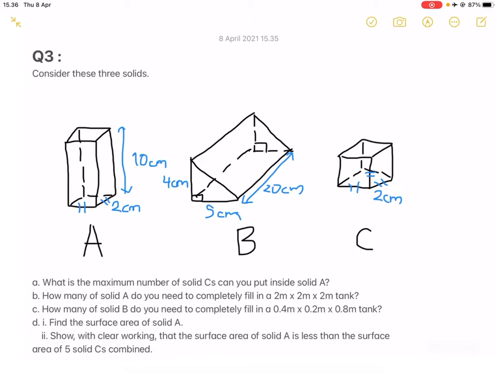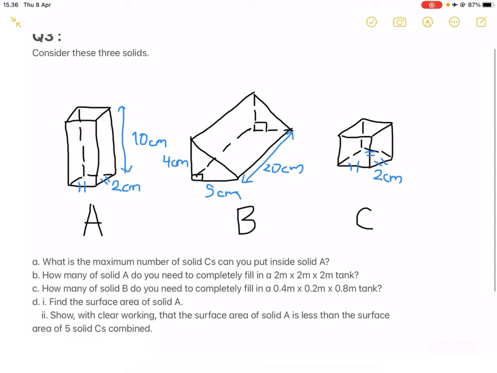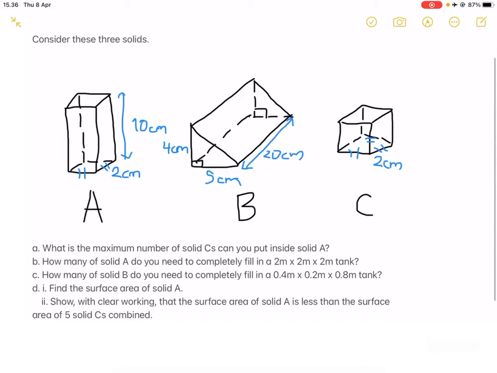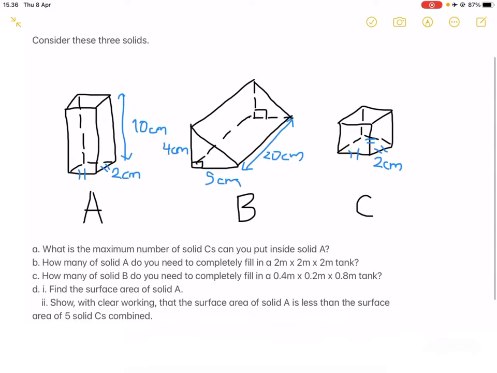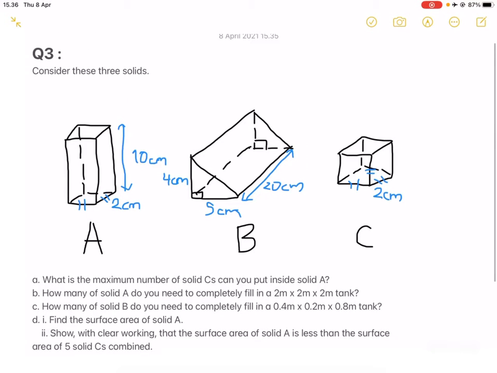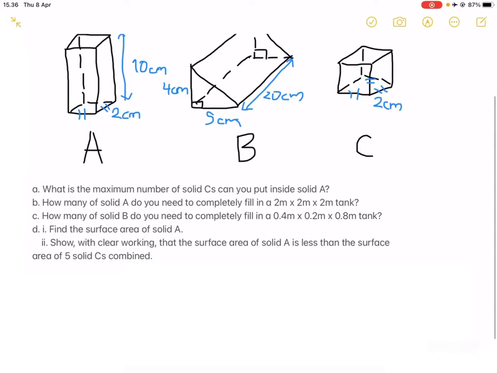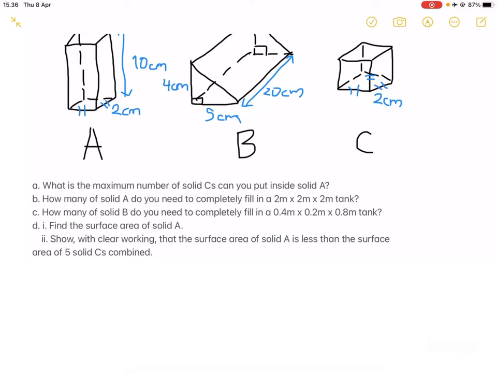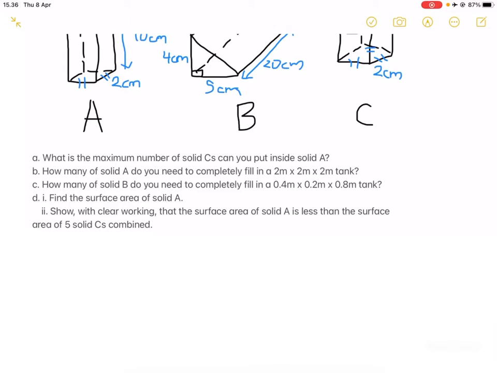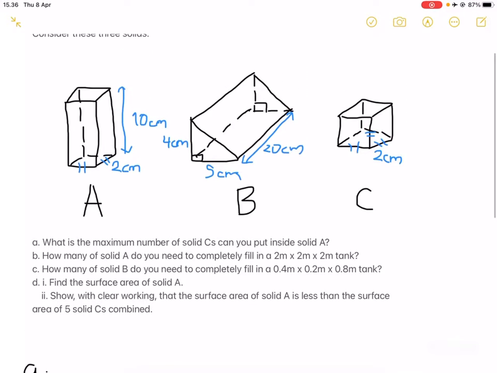Alright, for question 3, we need to consider these 3 solids. Solid A is a cuboid or a rectangular prism with dimensions shown here. Solid B is a triangular prism with its base being a right angle triangle. Solid C is a cube with side length 2 centimeters as shown there. And we have 4 parts, 5 parts if you consider the 2 parts in D. So for part A, we need to find the maximum number of solid C's you can put inside solid A.